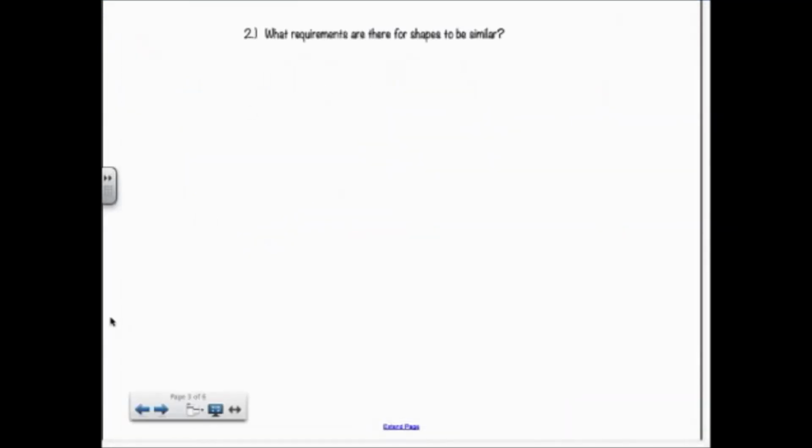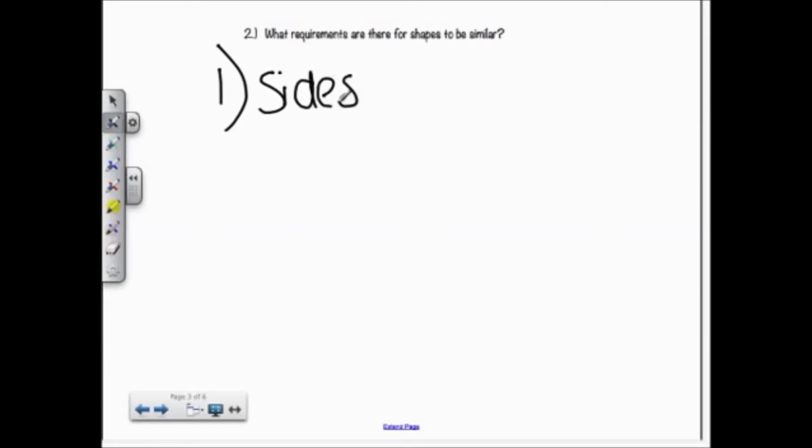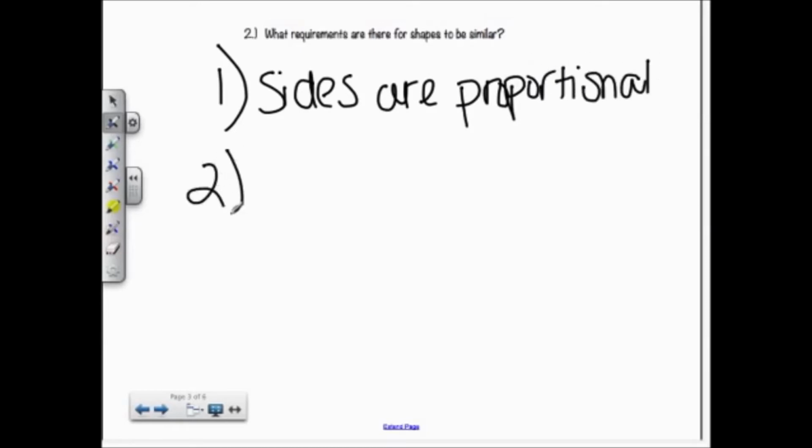So what are the requirements for shapes to be similar? The two requirements are that the sides have to be proportional and the angles have to be equal or congruent. So the angles are congruent.